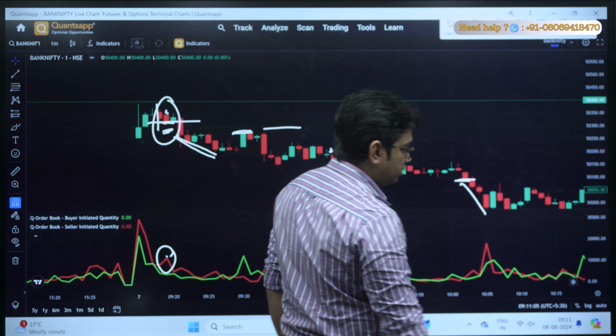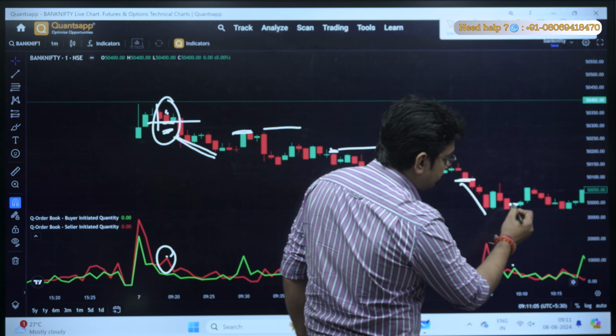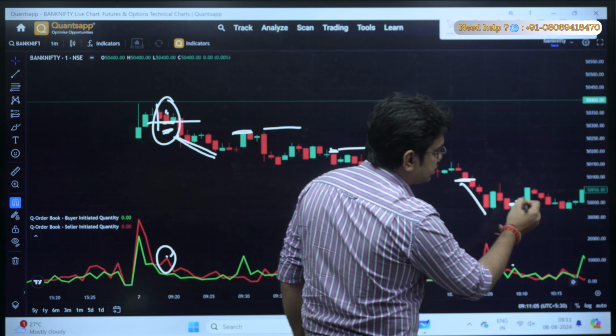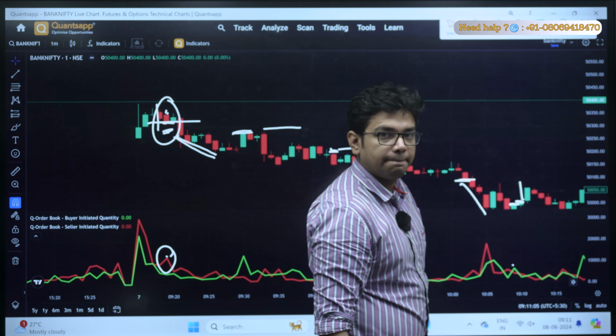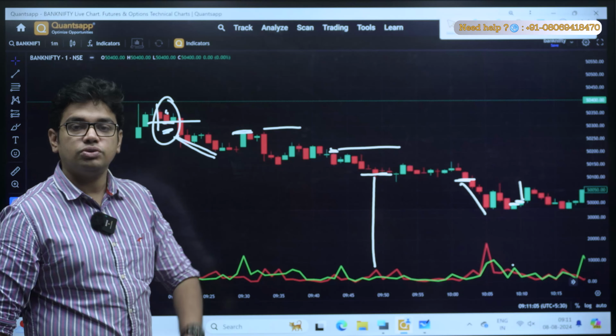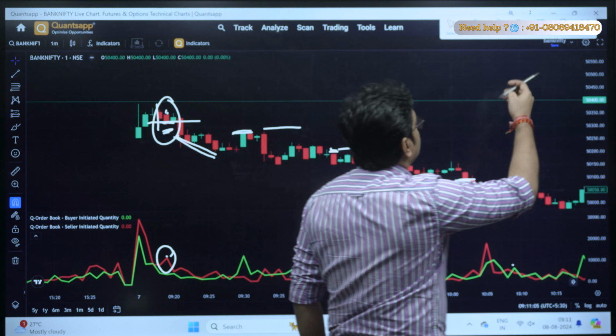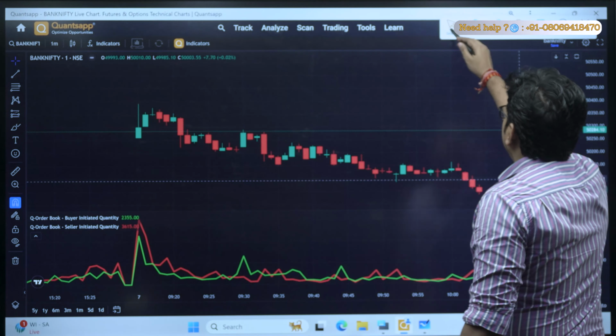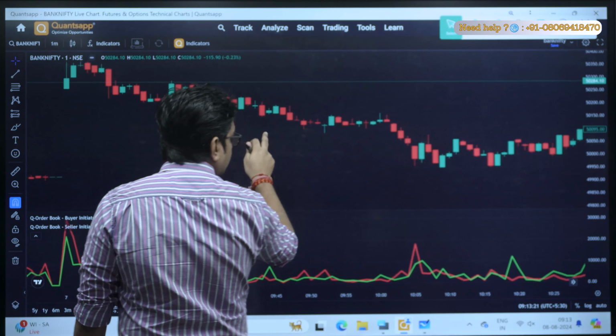Now let me show you the green one. You can see over here, this is the green one, the highest is broken over here, you can see the point I got over here. This is how you are going to do scalping trading. Now let me show you.